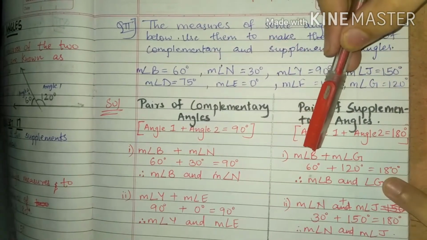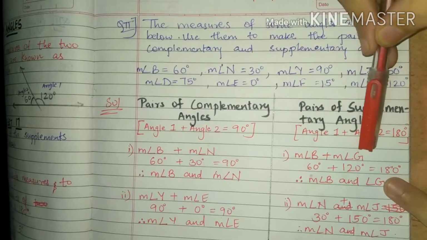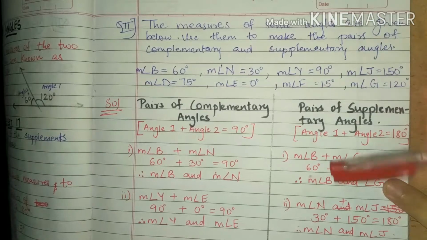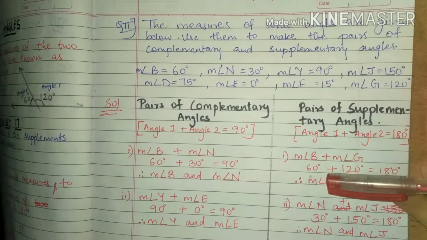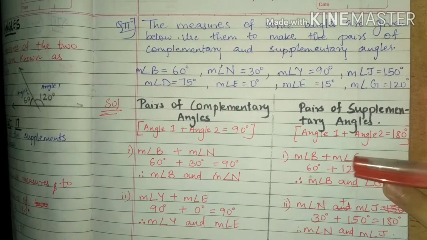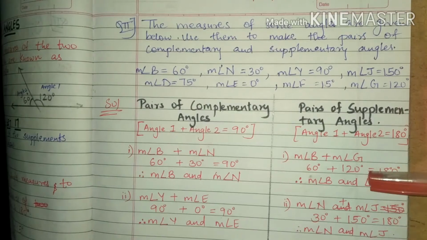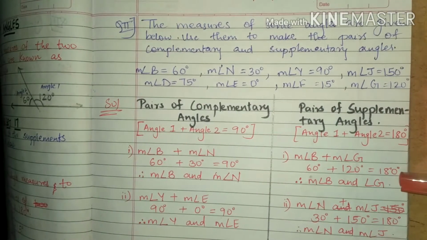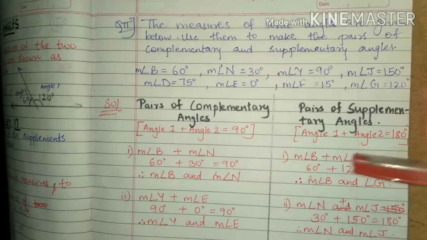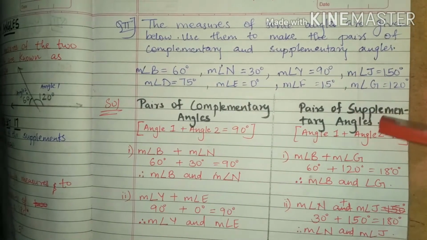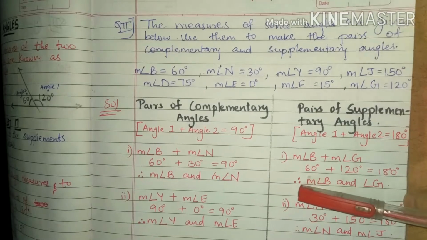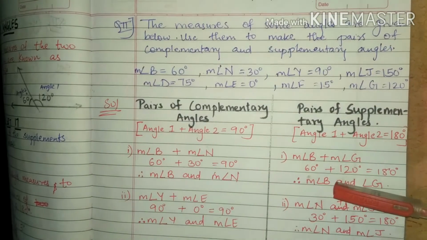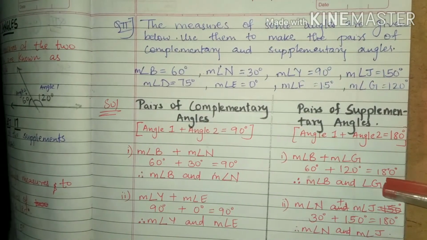So measure angle B plus measure angle G. Measure angle B is what? 60 degree, plus measure angle G is what? 120 degree. So 60 degree plus 120 degree, how much? 180. It means these two angles are making a pair of supplementary angles. So you have to write, therefore, measure angle B and measure angle G.